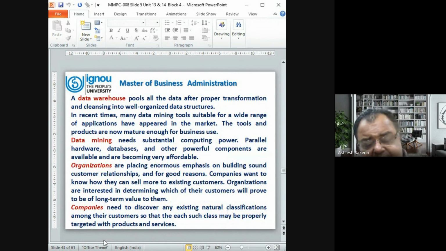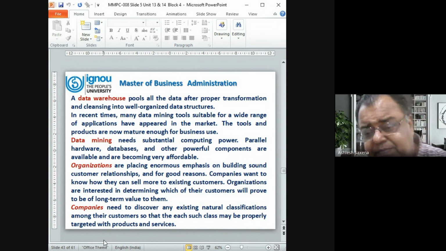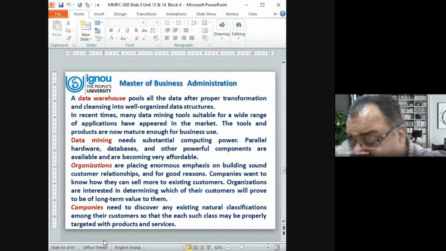Data mining needs substantial computing power. Parallel hardware, databases, and other powerful components are available and are becoming very affordable. Organizations are placing enormous emphasis on building sound customer relationships, and for good reasons. Companies want to know how they can sell more to existing customers. Organizations are interested in determining which of their customers will prove to be of long-term value for them. It is the strategy of marketing to pamper the person to purchase one plus one thing. Companies need to discover any existing natural classifications among their customers so that each class may be properly targeted with products and services.